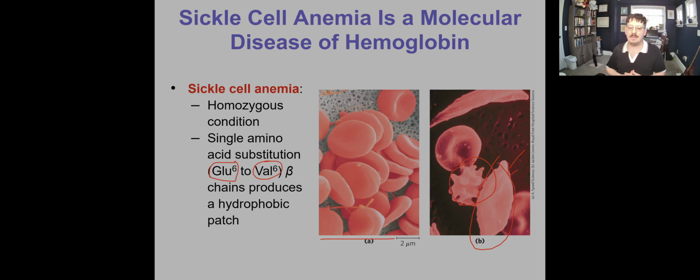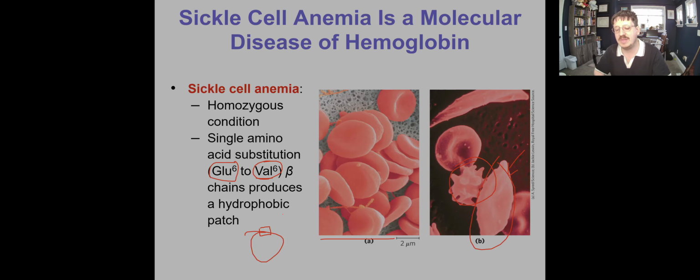Glutamic acid is an acidic, very polar amino acid. It's going to form ionic attractions with things like water. Valine, on the other hand, is very non-polar, and valine is going to stick to valine by the hydrophobic effect. So on the surface of hemoglobin, a glutamic acid, which would normally interact with water, is swapped to a valine in people with sickle cell anemia.